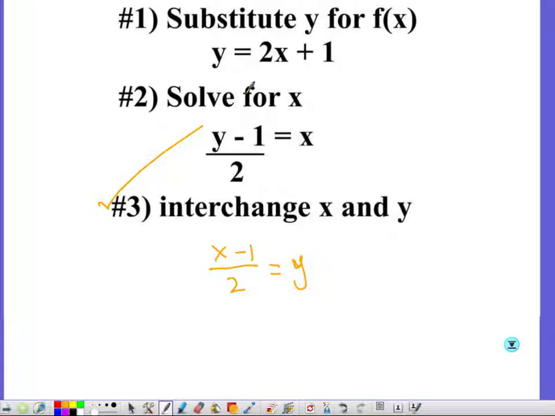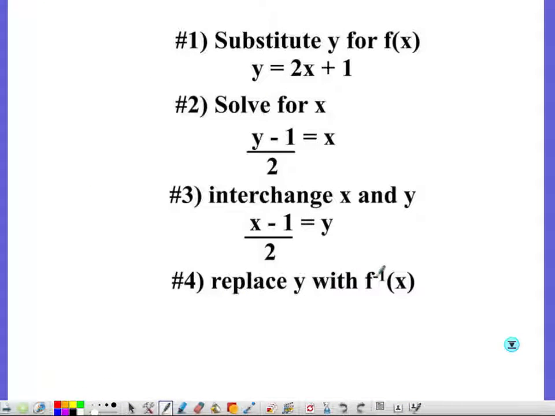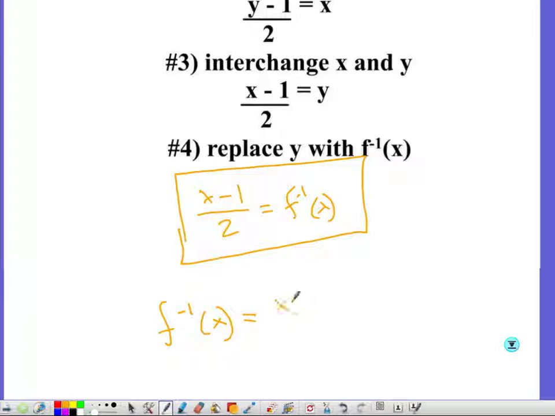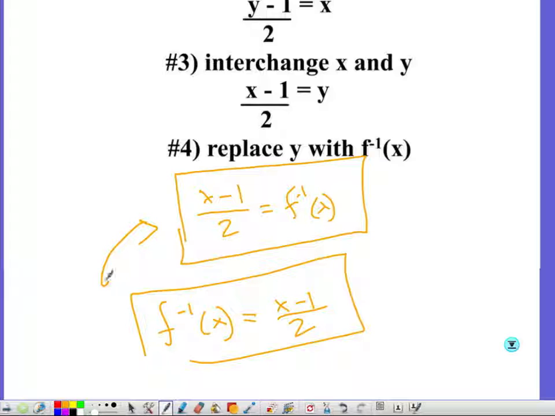And finally, step 4, replace y with f inverse of x. So x minus 1 over 2 is equal to f inverse of x. So this is the final answer here. Now, this is just my preference. I would like for you to write f inverse of x first and then x minus 1 over 2. Are both of these the same? Yes, they are. I just prefer this one. And so those are the 4 steps to find the inverse.